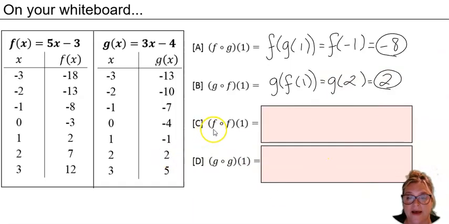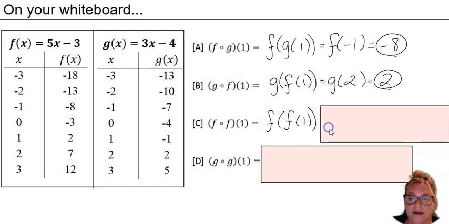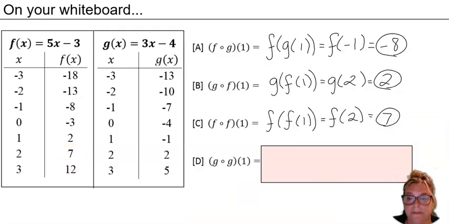Okay, next example, f composed with itself, and we're going to use a 1 to evaluate. So that's f of 1. We come to the f table, we find where x is 1, slide across, and the answer is 2. Then f of 2, we look for 2 in the x column, slide across, and the output is 7.